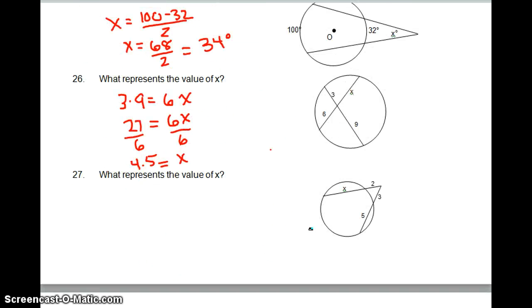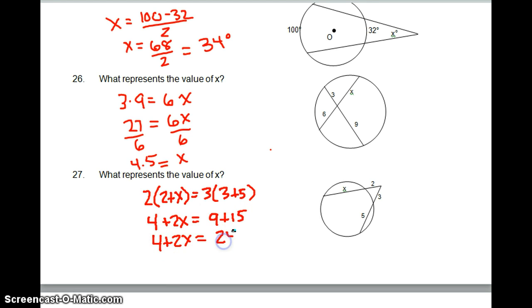27, what represents the value of x? Okay, outside times the whole equals outside times the whole, so 2 times 2 plus x equals 3 times 3 plus 5. So we're going to distribute, so that's 4 plus 2x equals 9 plus 15. 4 plus 2x equals 24. Subtract 4 from both sides. 2x equals 20, therefore x equals 10.